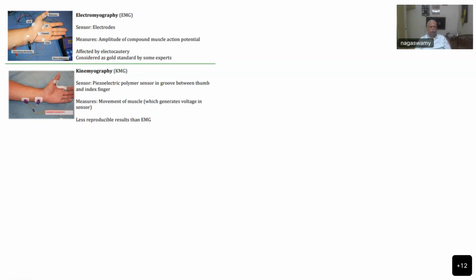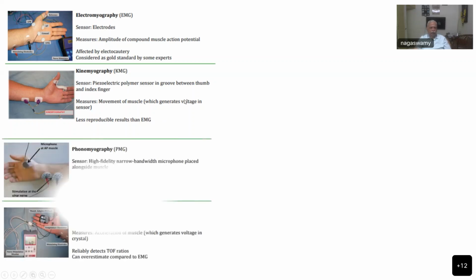And kinomyograph uses a piezoelectric polymer sensor in the groove between the thumb and index finger. This is the portion where the sensor containing the piezoelectric crystal is placed, and there is a clip attached to the thumb as well as the index finger. It measures the movement of the muscle, which generates voltage in the sensor, and it is less reproducible than the electromyograph. So the electromyograph is the most important thing that is usually done.